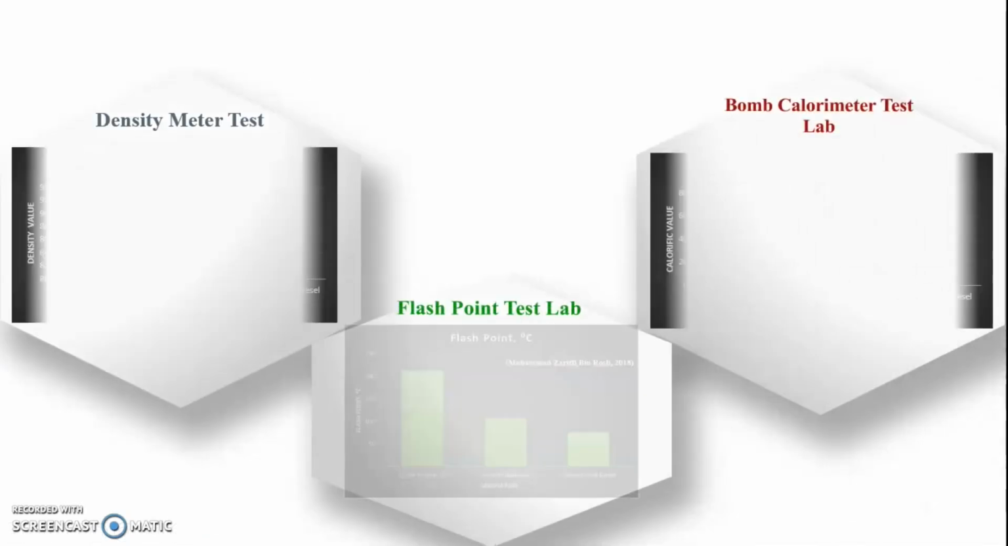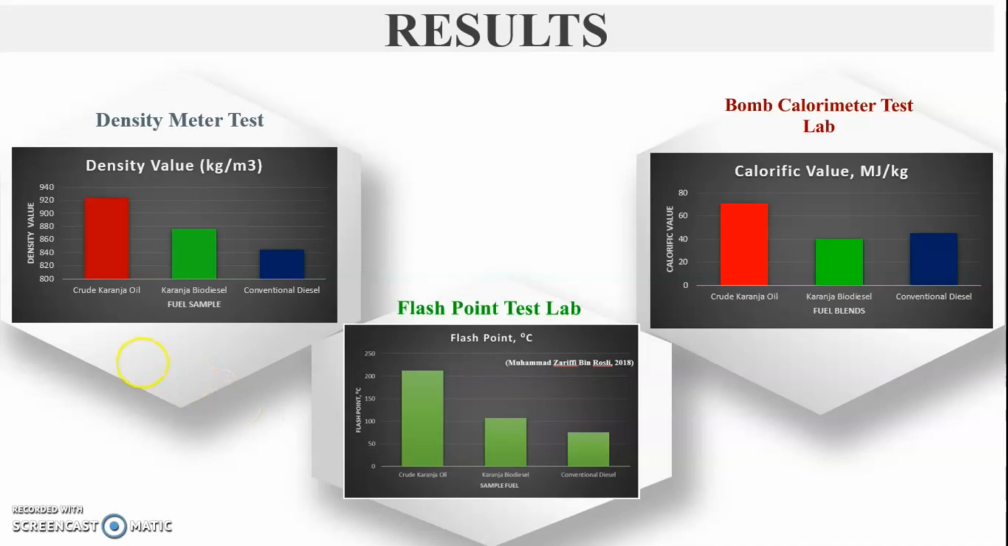Okay, moving on with the results, we have the densitymeter test where we can see that the density of Karanja biodiesel is in between the densities of crude Karanja oil and conventional diesel. And similar results are found for the flashpoint temperature of Karanja biodiesel, which is in between the flashpoint temperatures of crude Karanja oil and conventional diesel. But the calorific value for the Karanja biodiesel is actually the least when compared between the crude Karanja oil and the conventional diesel.